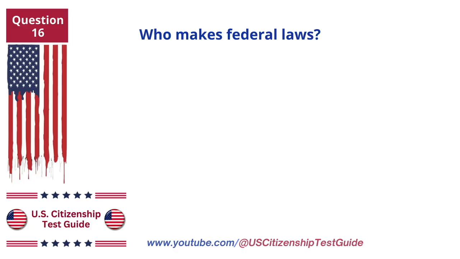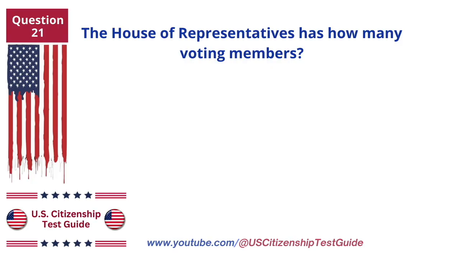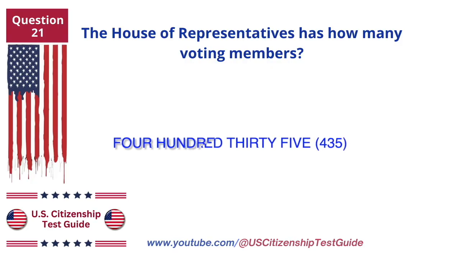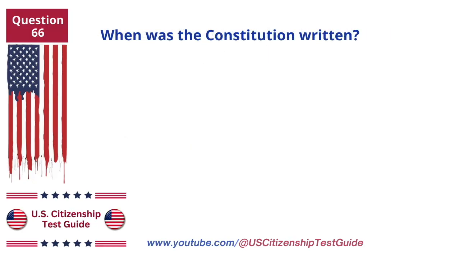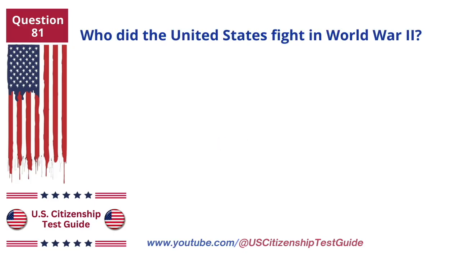Who makes federal laws? Congress. The House of Representatives has how many voting members? 435. When was the Constitution written? 1787. Who did the United States fight in World War II? Japan, Germany, and Italy.